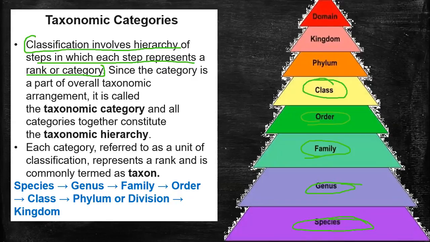Assemblage of related classes is what is said to be a phylum. A cluster of phyla is said to be a kingdom. And above kingdom, the highest category, is what is said to be the domain. Domain. Okay.